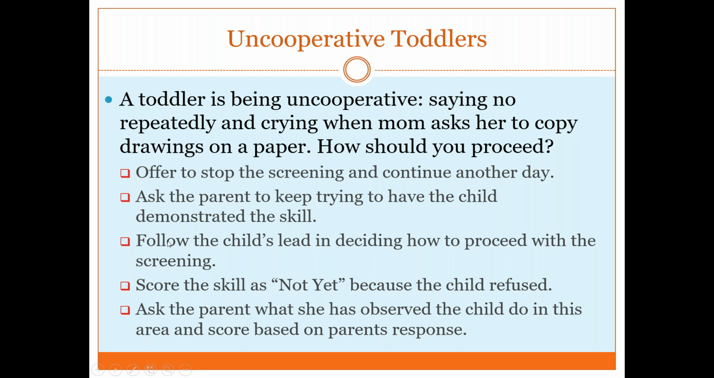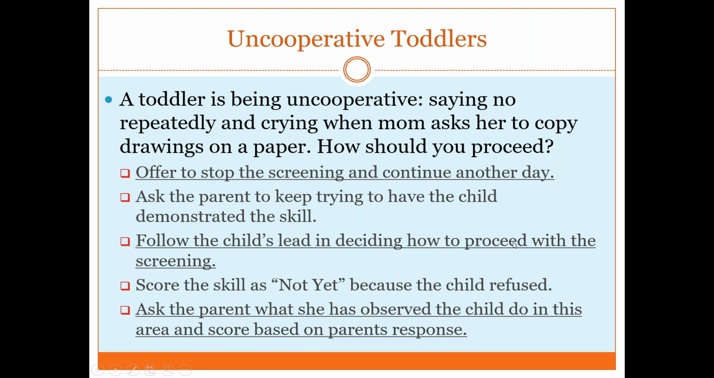Yes, you can offer to stop the screening and continue another day. That's an appropriate response. You can follow the child's lead in deciding how to proceed. Maybe you need to skip around and try something else. You can also ask the parent what she has observed and then score it based on the parent response alone. That is also acceptable. Not acceptable is just to say not yet because the child refused. That's not accurate. And also making it a negative experience by continuously trying to have the child do the demonstrated skill and continuously asking the parent, just keep trying, because that may turn it into something we don't want it to be.